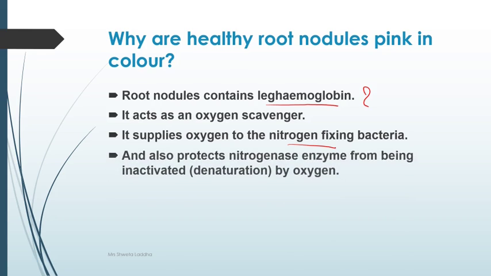And simultaneously, it protects the enzyme nitrogenase. It keeps the oxygen away from the nitrogenase enzyme so that it is not inactivated or denatured, and it can convert the nitrogen to nitrite and nitrate. So it is keeping oxygen away from the nitrogenase enzyme and providing this oxygen to Rhizobium. This is the important function of leghemoglobin, which gives pink color to the root nodules of healthy plants.